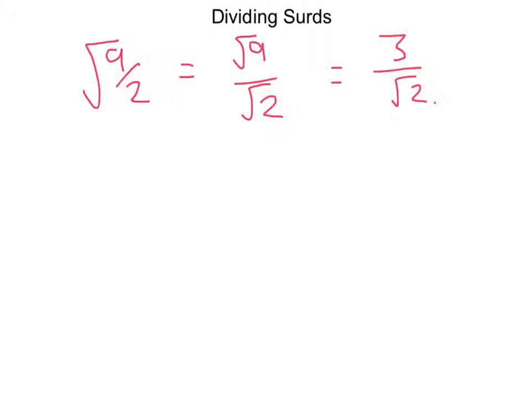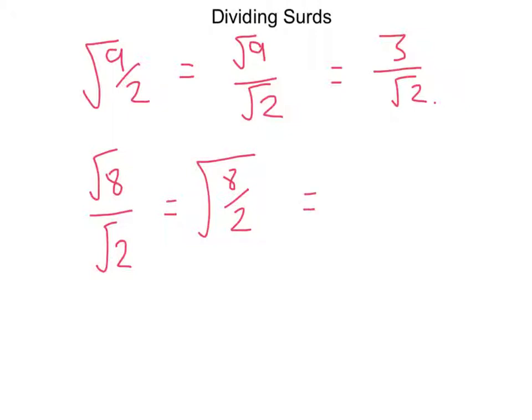Or, taking it the other way around, in reverse, we could have the square root of 8 divided by the square root of 2. But we could write that as the square root of 8 over 2. But we know 8 over 2 is 4, which would give us the square root of 4, which indeed simplifies to 2.